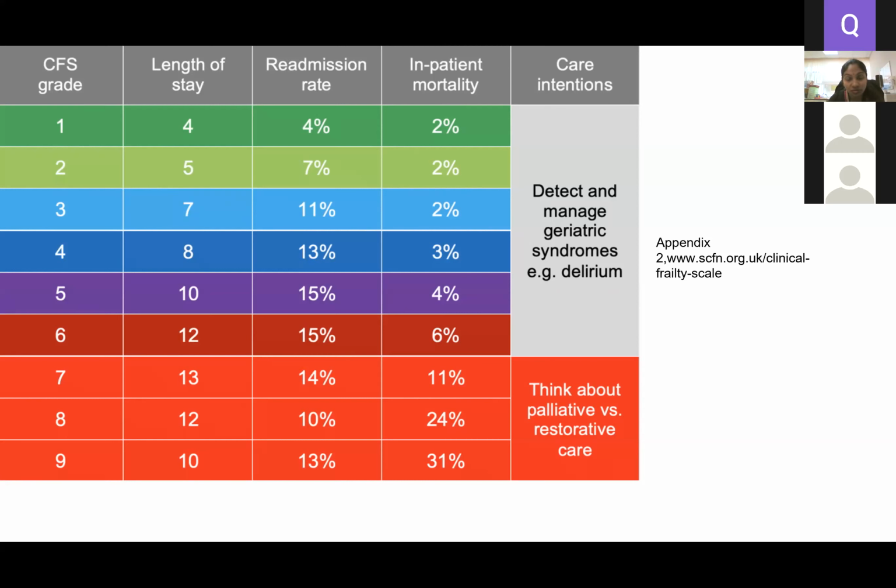And in terms of the management, when you are in CFS 1 to 6, your main goal would be to detect and manage the geriatric syndromes like delirium, because this score was mainly used in those who are above 65. But when they are in CFS 7 to 9, we probably need to think about palliative versus restorative care. So this is where our clinical judgment comes into play, where we think on what to do with the patient.